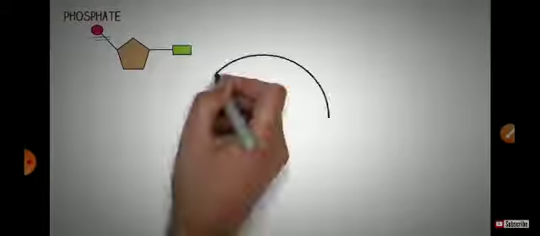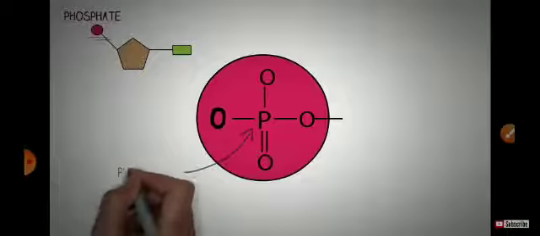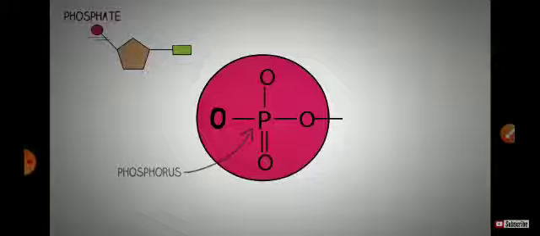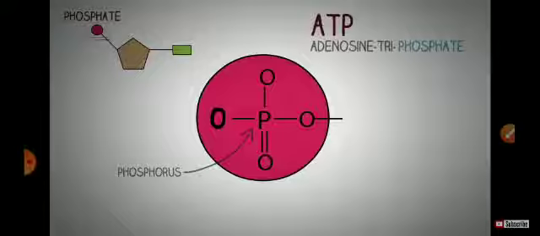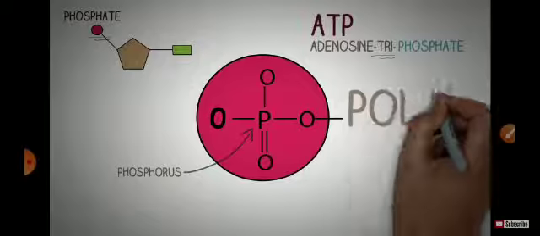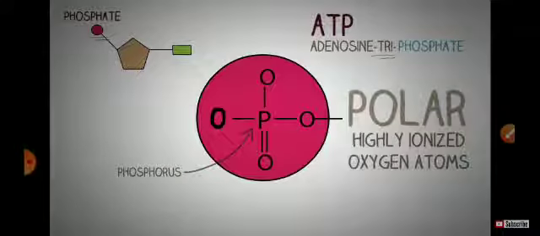The phosphate group is depicted in red over here. It basically comprises of phosphorus in the center. It is the basic moiety which forms the energy currency, that is the adenosine triphosphate structure. So in adenosine triphosphate there is presence of 3 phosphate groups. It is polar, it consists of highly ionized oxygen atoms.